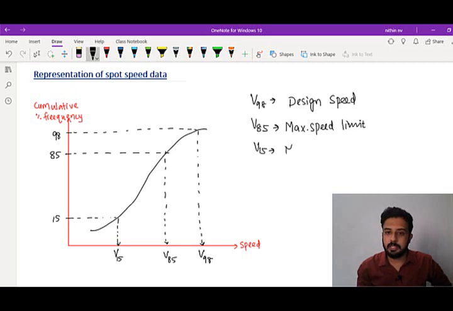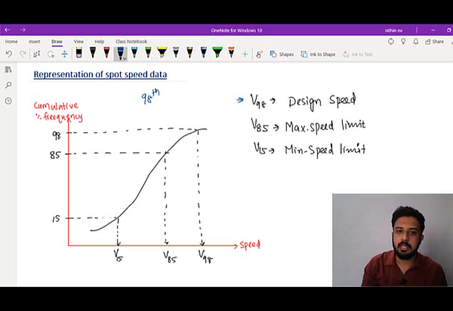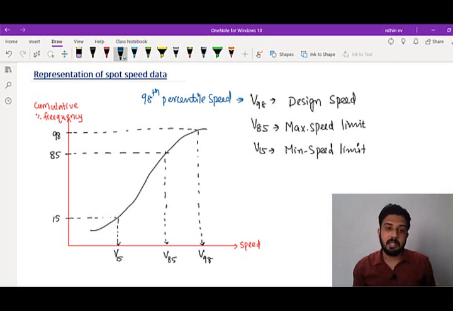V15 we take it as the minimum speed limit. So this is very important for us. So what is design speed then? It is the 98th percentile speed. We call this V98, the 98th percentile speed. This is not percentage. Percentage means simply till 100%. Percentile means cumulative value we are taking.